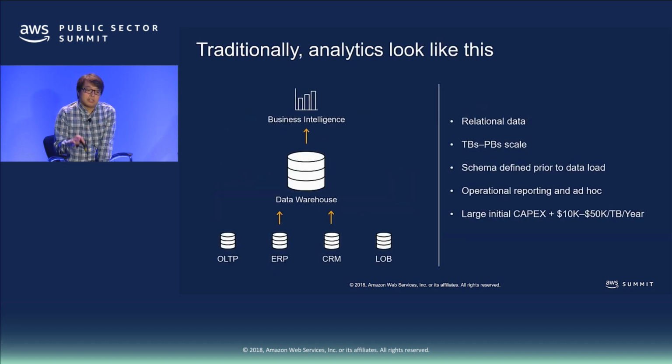So traditionally, analytics looks like this, right? You have a bunch of data silos, typically disparate databases, all flowing into a data warehouse. It might be relational data you stuck into there. Typically, it's terabytes to even possibly petabyte scale in size. The schema is very rigid, right? It's defined prior to data load. And it's typically only ever used for operational reporting and ad hoc sorts of queries. And the downsides of this kind of architecture are that you have a really, really large initial CapEx cost, and you also have continual OpEx costs, which aren't cheap.